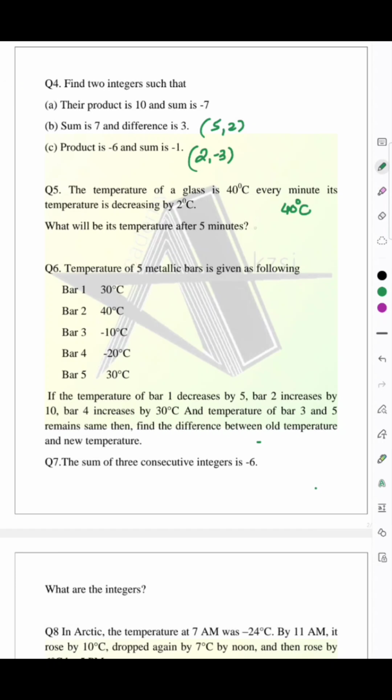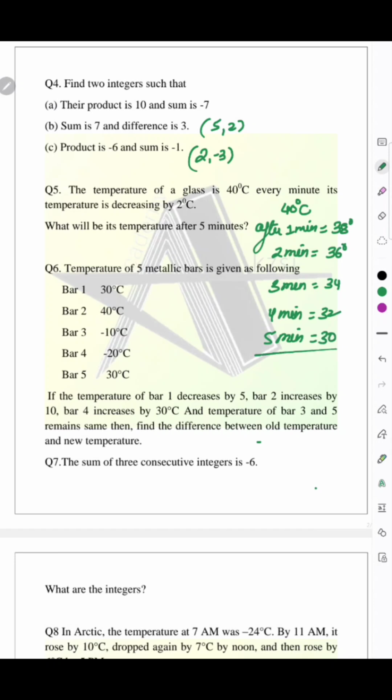That means, let's say after 1 minute, temperature has decreased by 2, will give me 38. Then after 2 minutes, again the temperature will decrease by 2 and will become 36. After 3 minutes, it will become 34. After 4 minutes, it will become 32. And after 5 minutes, this will become 30. So after 5 minutes, temperature will be 30 degrees Celsius.